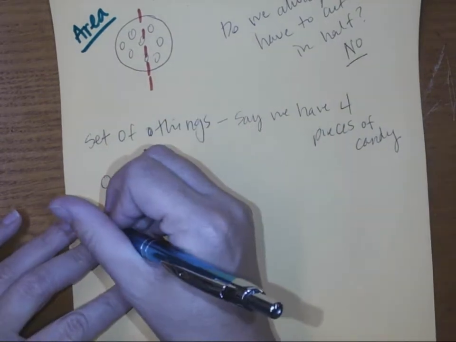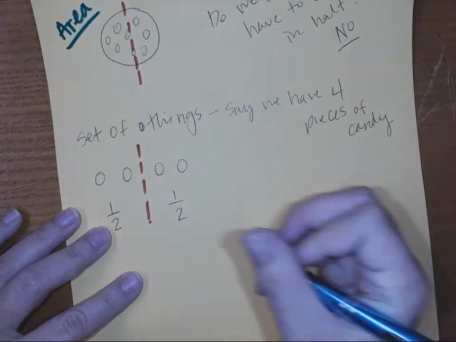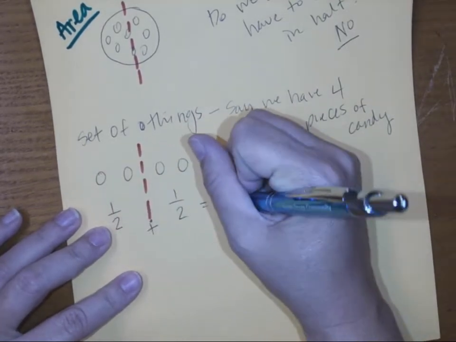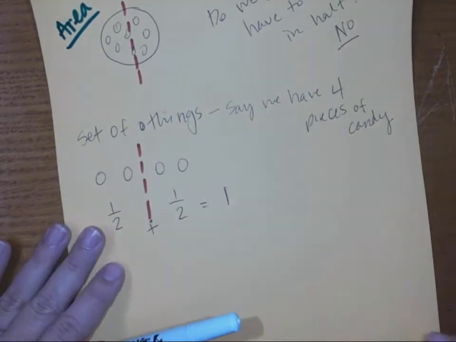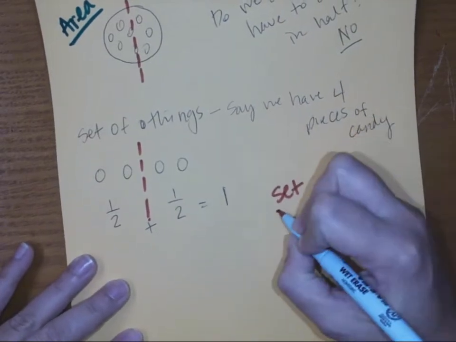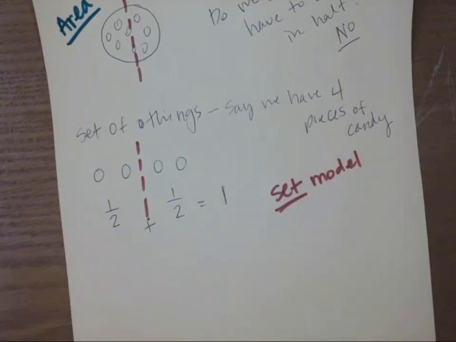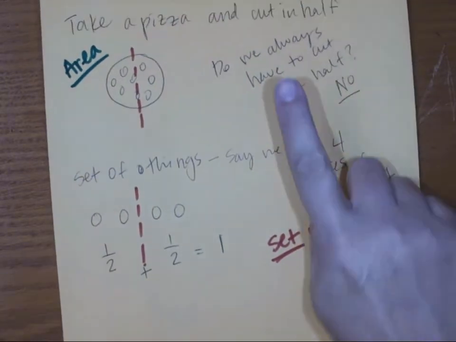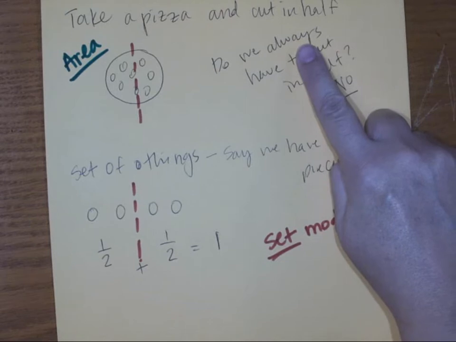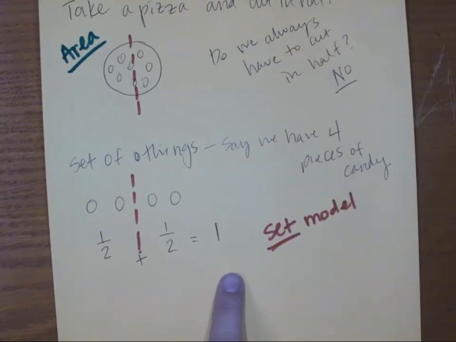So here's one set over here. This is half of my set. Here's the other set over here, the other half. When I put them together, I get a whole set. Okay? And this specifically is called the set model. Okay, so I could explain fractions with an area model. I could explain fractions with a set model.